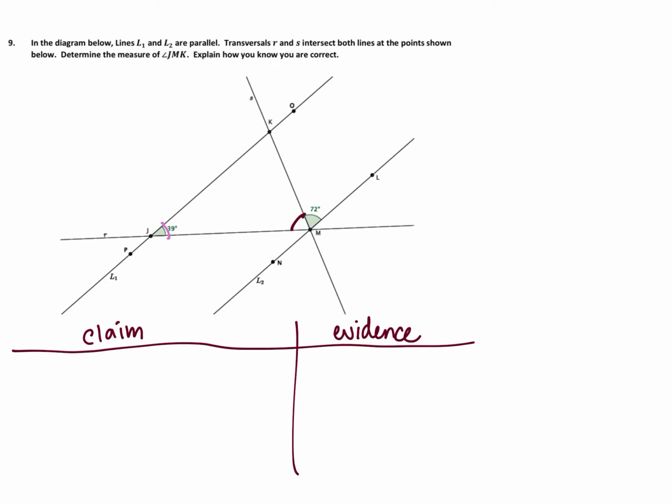angle KJM and angle LM, there's no point out there, but those two are the same measure. So we're going to say the measure of angle M, that should actually be a capital M, is 39 degrees. And the reason that we know that is because with these two parallel lines here, this angle and this angle are corresponding angles.